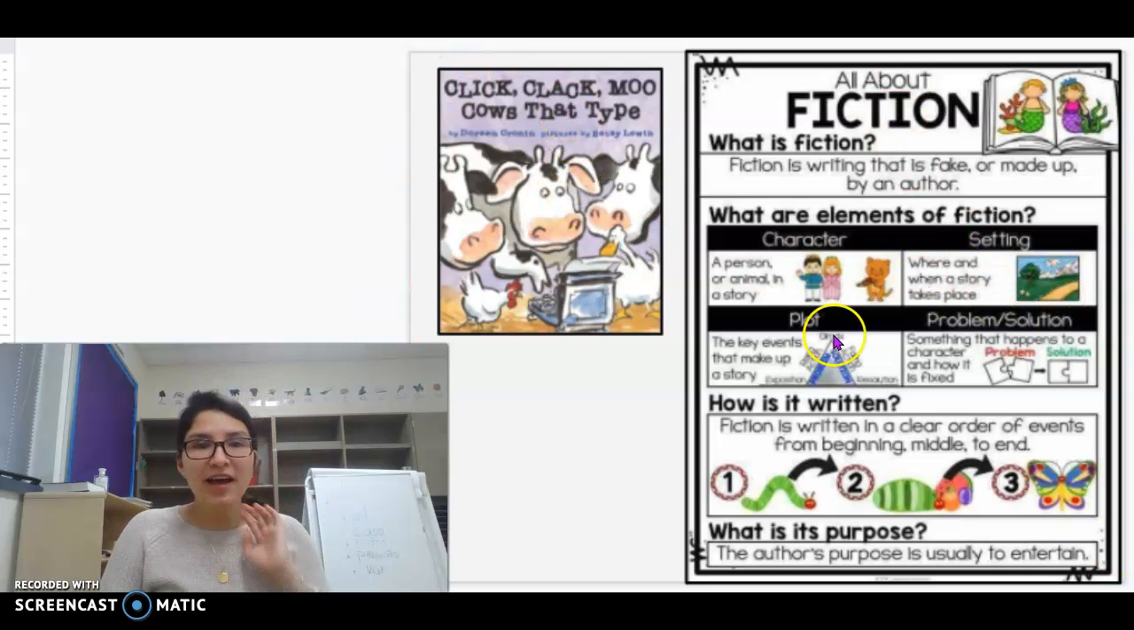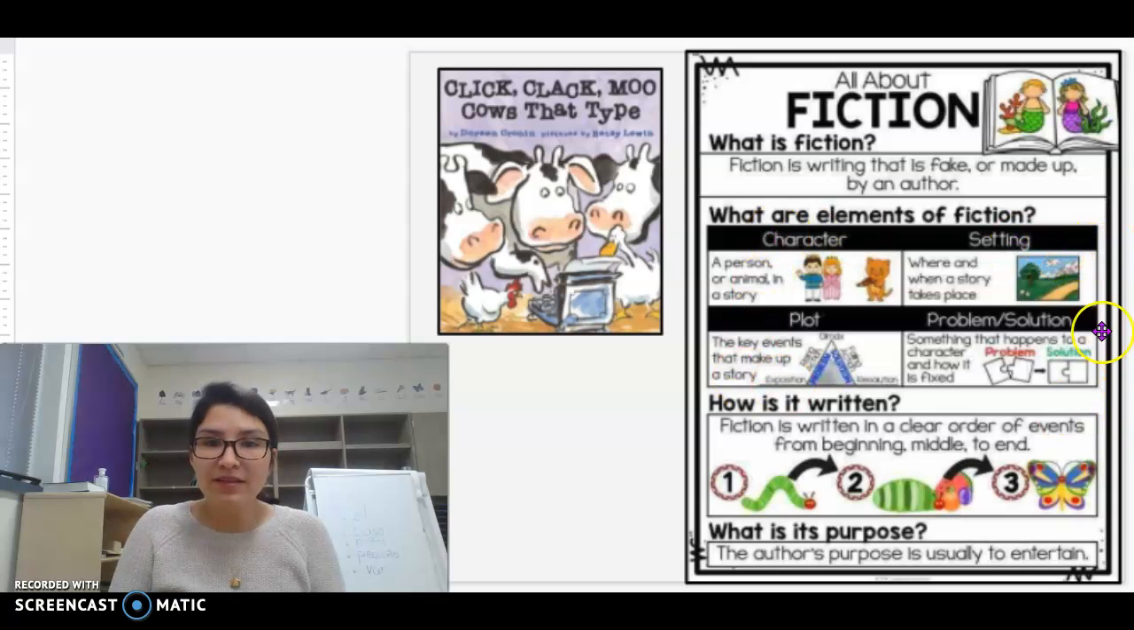Let's go ahead and look at, think back to the story, Click, Clack, Moo, Cows That Type. We read the story yesterday. I'm going to give you a couple of moments to think back to the story, retell it in your head, think of what happened in the beginning, middle, and end to help me fill out the 4 elements chart on the next slide. So think back to the story.